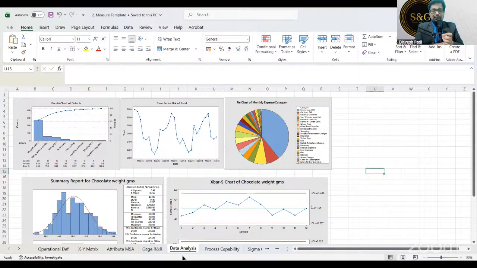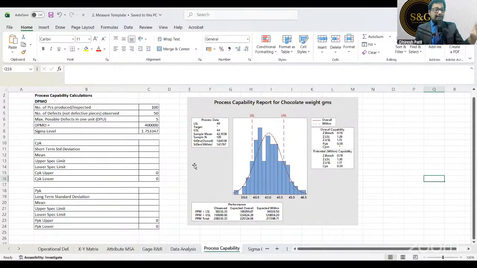Pareto, control charts. Yes, so all these things you can place over here. We have given you some sample graphs, and then you find out your process capability. What is your sigma level? What is your DPMO, PPM? All these things you can do over here.